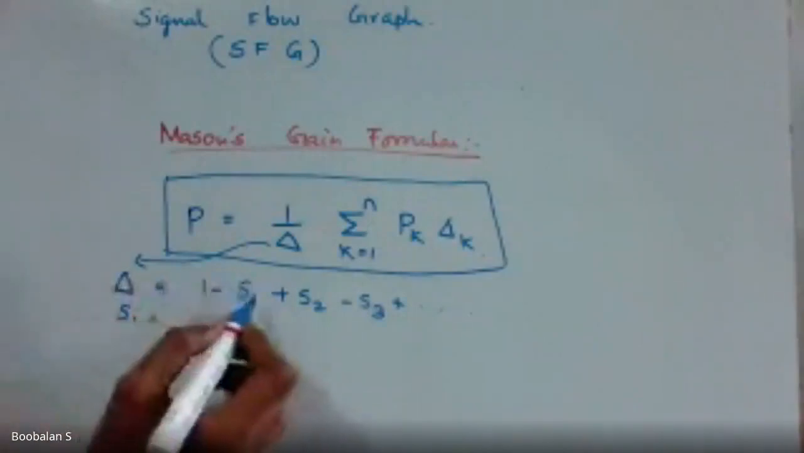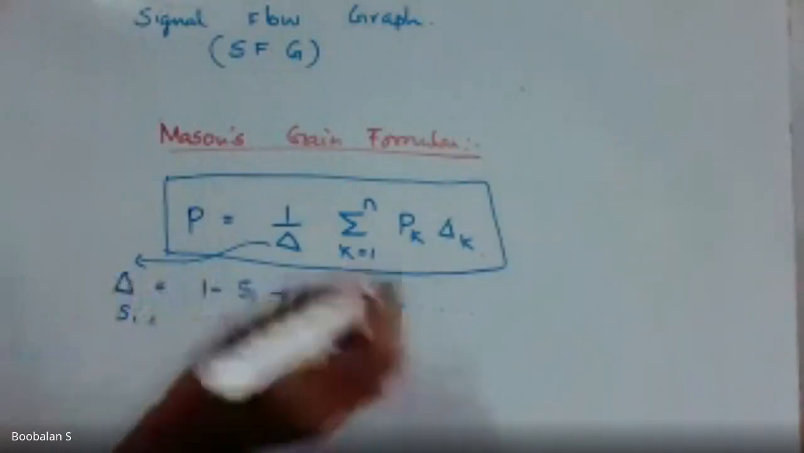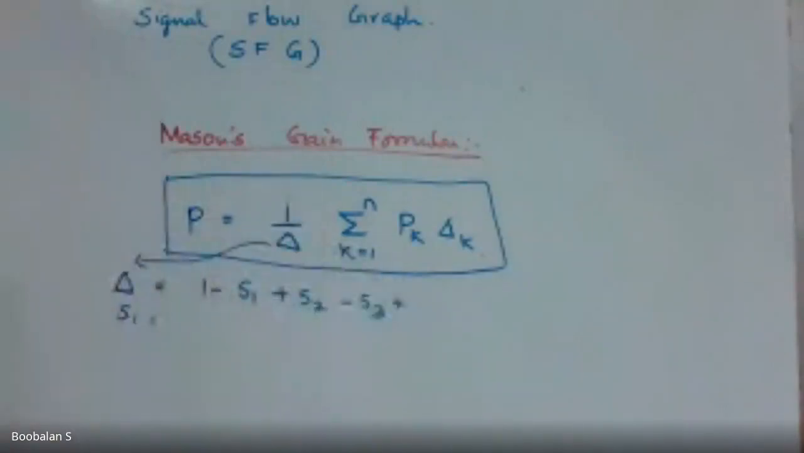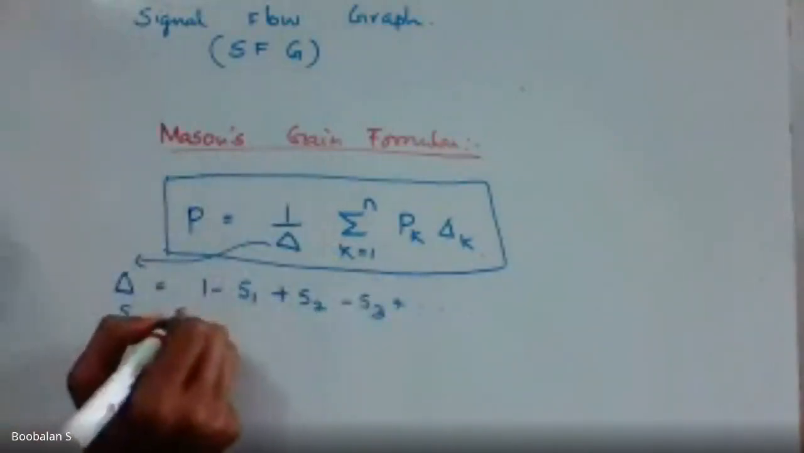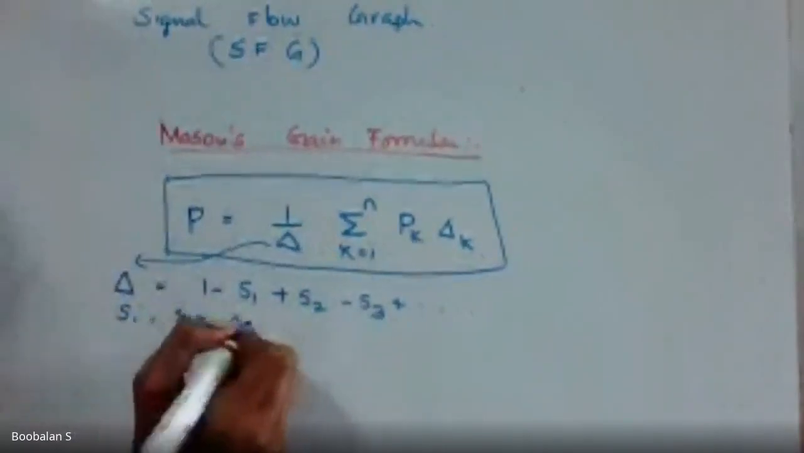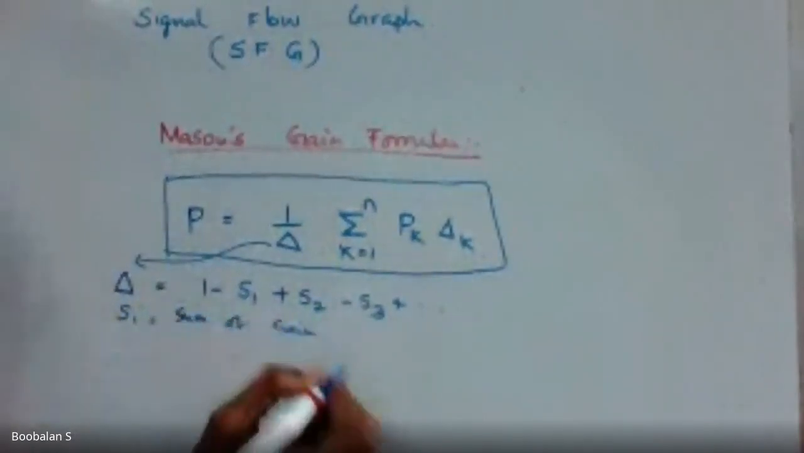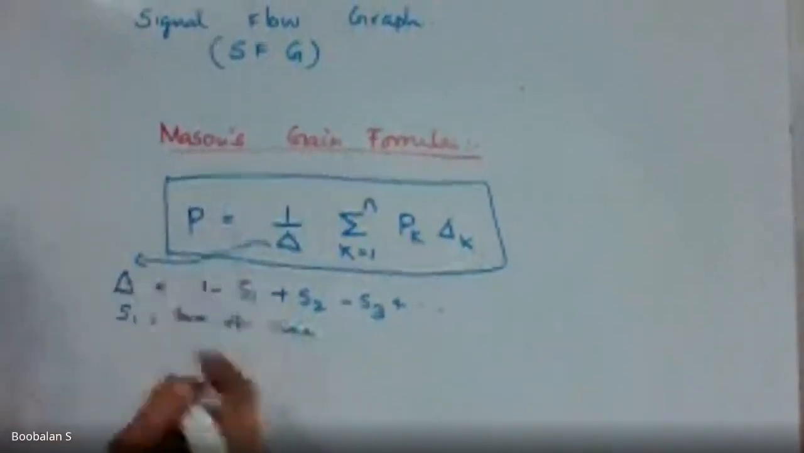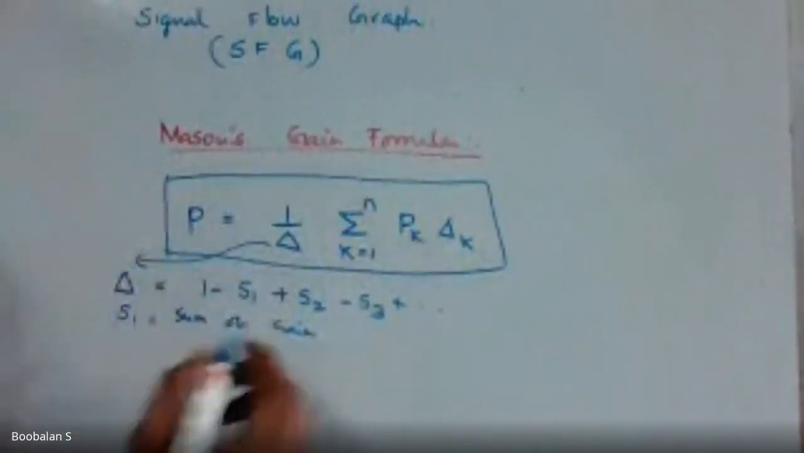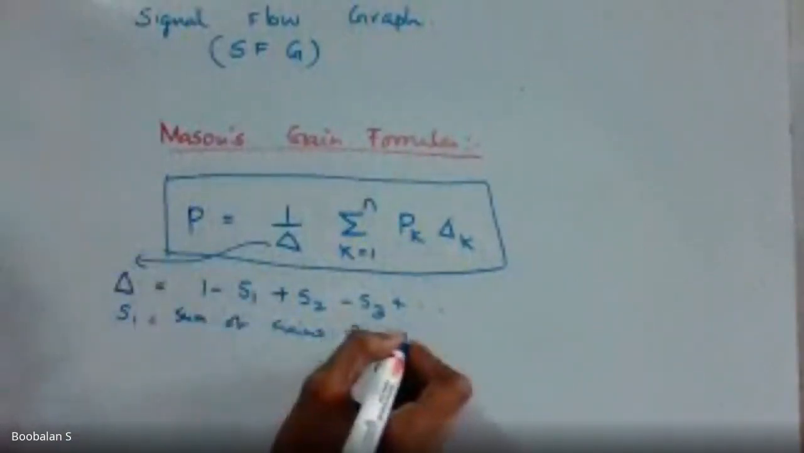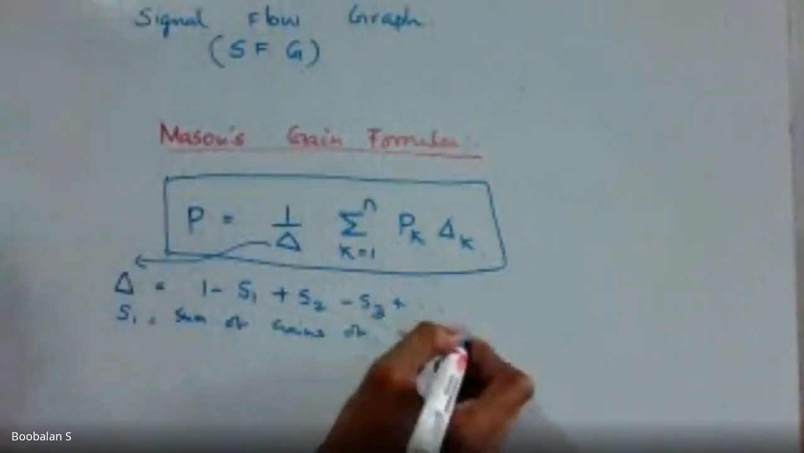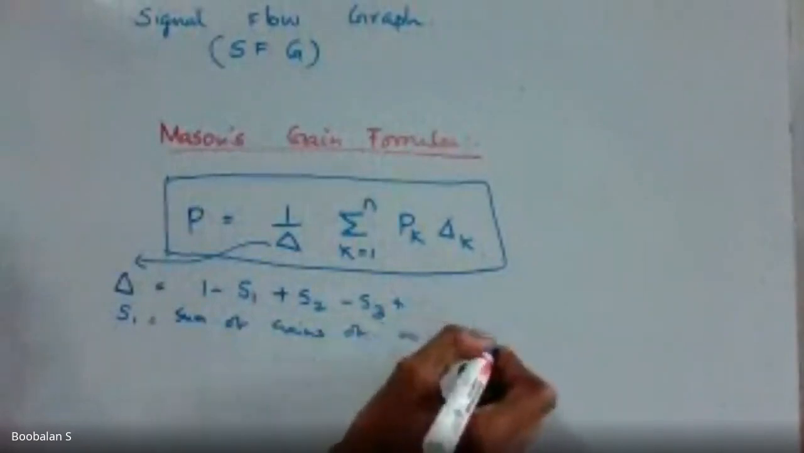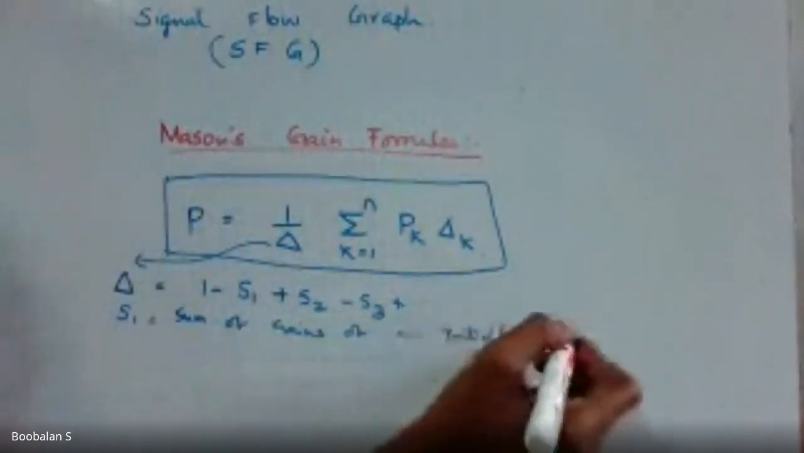Del in the sense 1 minus S1 plus S2 minus S3 plus so on. Now in that, what is my S1? Sum of gains. Just note it down in your paper, and we'll discuss later while solving the problem. It will be very helpful over there. Sum of gains of all individual loops.